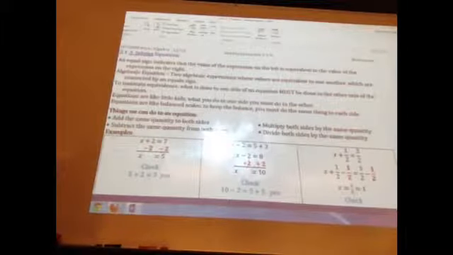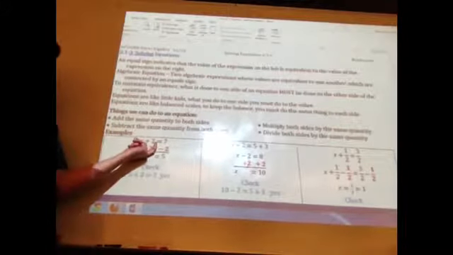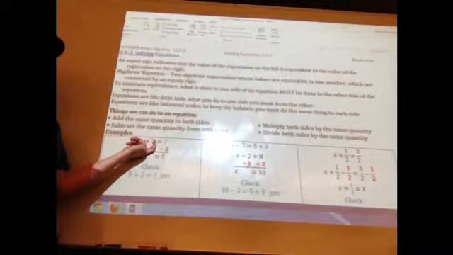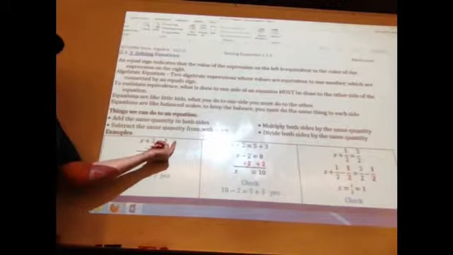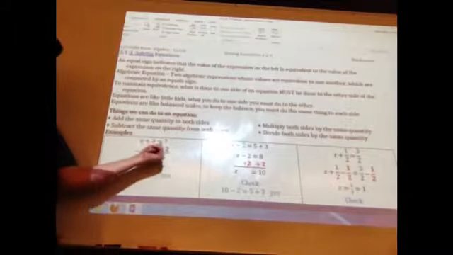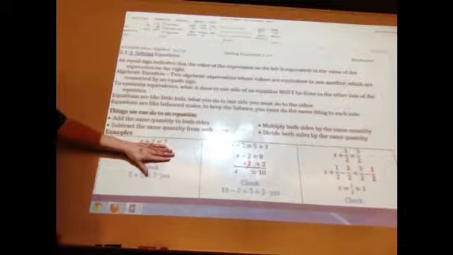An algebraic equation is two algebraic expressions whose values are equivalent to one another and which are connected by an equal sign. So x plus 2, if I'm saying that's equivalent to 7, then I'm connecting with an equal sign. So that's an algebraic equation.